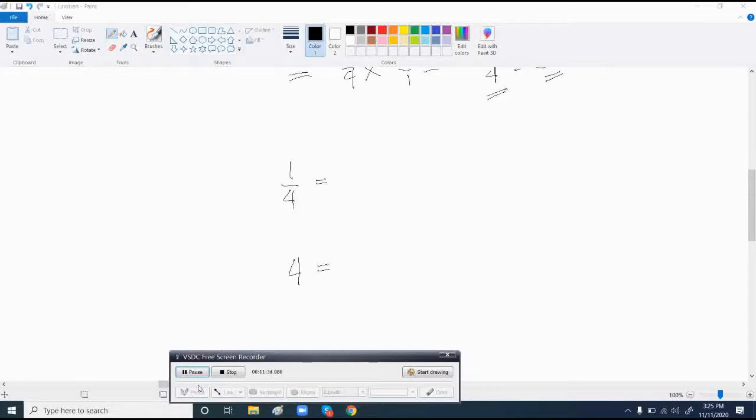Another technique on how to find a reciprocal, especially when your numerator is 1. Example here. 1/4 is the given fraction. So, the reciprocal of this given fraction will be 4. Remember that once your numerator is 1, the reciprocal of that fraction will be a whole number.